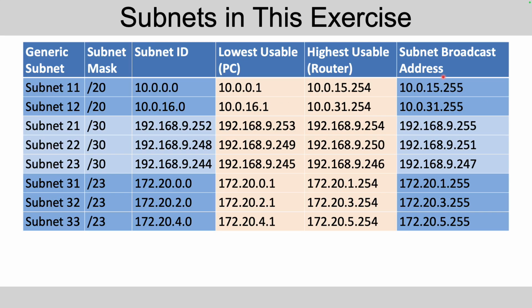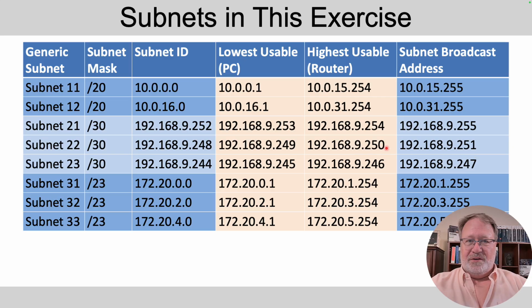Additionally, here are the subnet broadcast addresses in each case. So you can review those, and here are the highest usable addresses that the directions say use for the router interface addresses. So this one ends in .255, the router would be .254. Notice that some of the broadcast addresses don't end in 255, like this one ends in 251. The last usable address is 250. So you can hit pause now and check your math to make sure you got everything right.